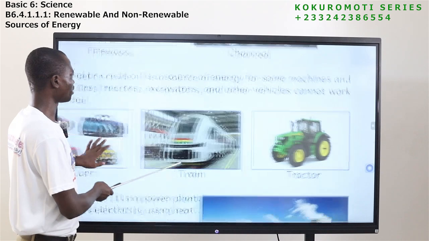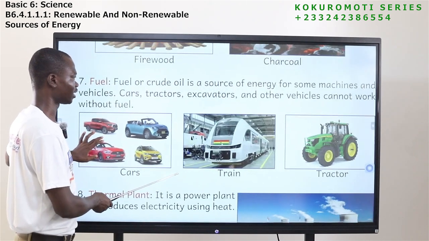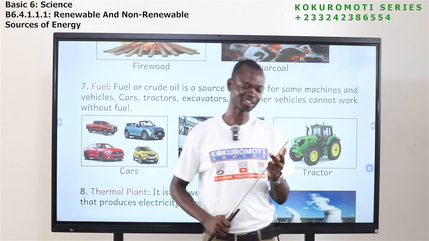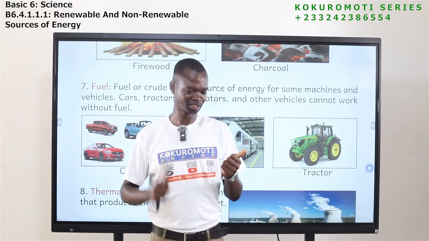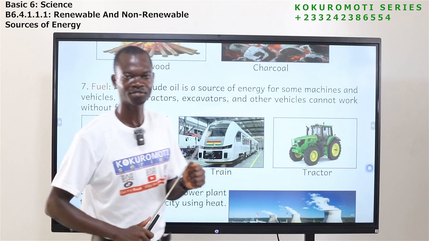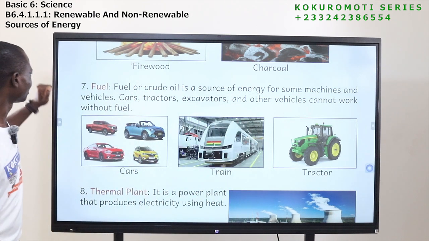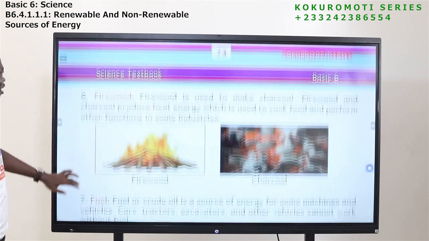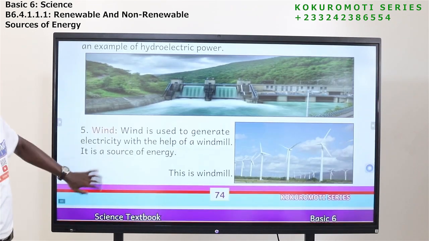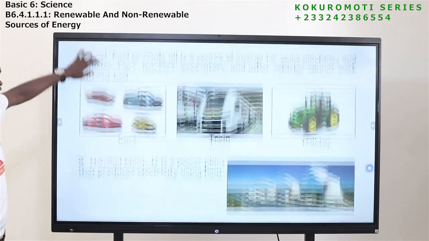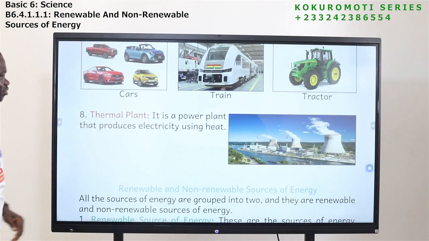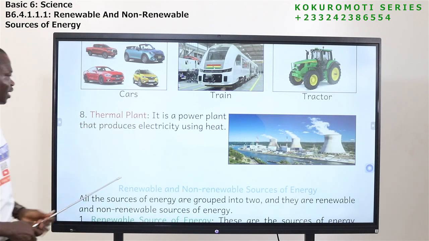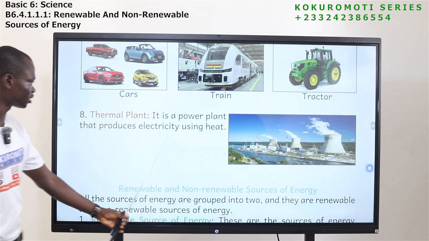Okay, so how many sources of energy have you looked at right now? We have mentioned the sun, food, wind, water, firewood, and then we have also mentioned what? Fuel. What again have you mentioned? Wind. Yes, wind. So these are sources of energy. The last one is thermal plants. Now, it is a power plant that produces electricity using heat.